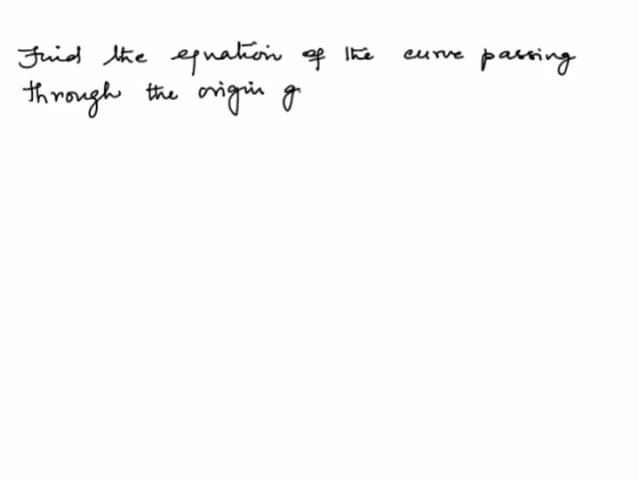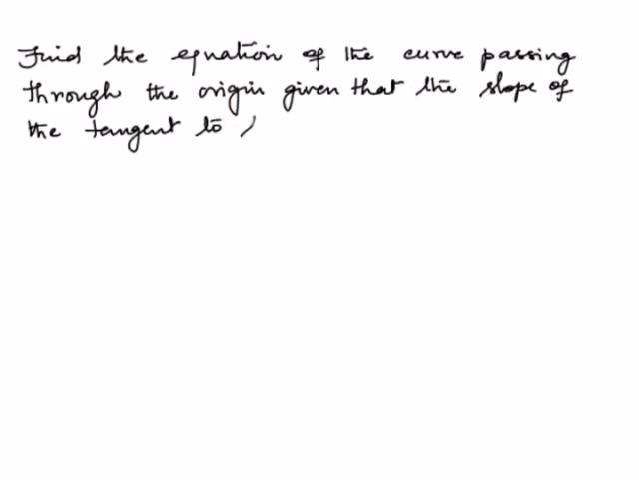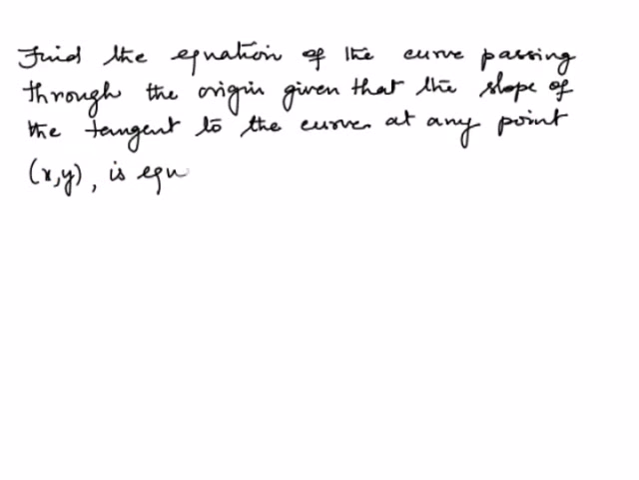Find the equation of the curve passing through the origin, given that the slope of the tangent to the curve at any point (x, y) is equal to the sum of the coordinates of the point.